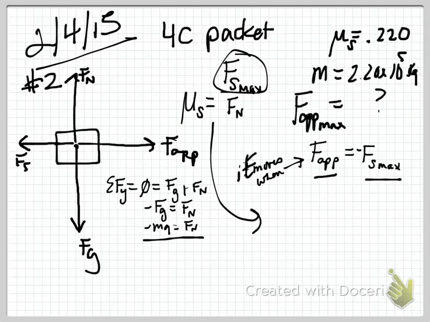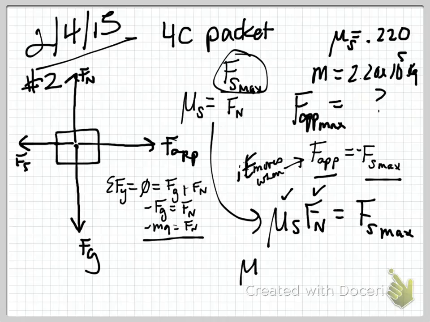So let's take this equation and rearrange it to solve for that. Couldn't be much easier. Mu_s times F_n is equal to the force of static friction max. We're given this. We now know this. So we have mu_s times the negative of mg equals the force of static friction max.